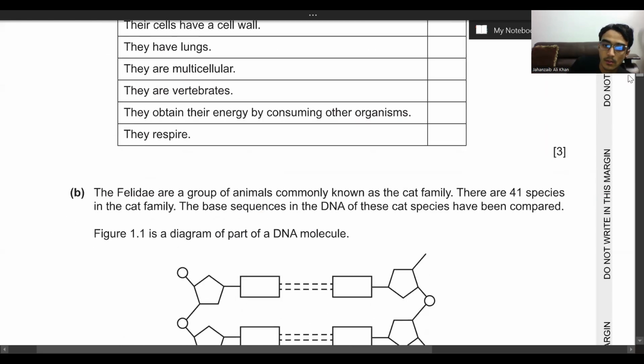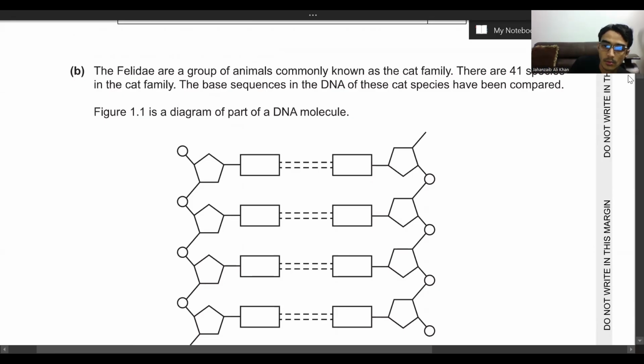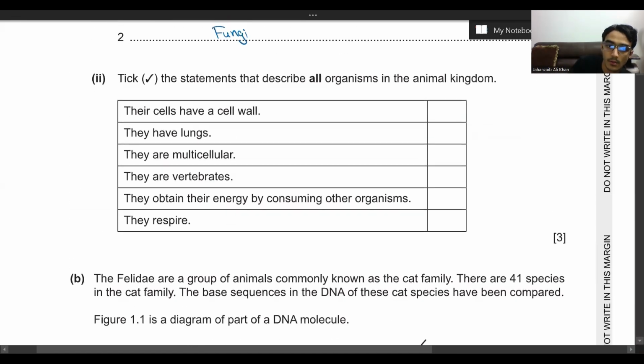Moving ahead. So we've got a group of animals, and we need to find what is true for all organisms in the animal kingdom. Their cells have a cell wall? No, they don't have a cell wall. They have lungs? Actually, not all of them. Within the kingdom Animalia, we've got animals such as fish that do not have lungs, they have gills. So this is wrong too. Both of these are wrong.